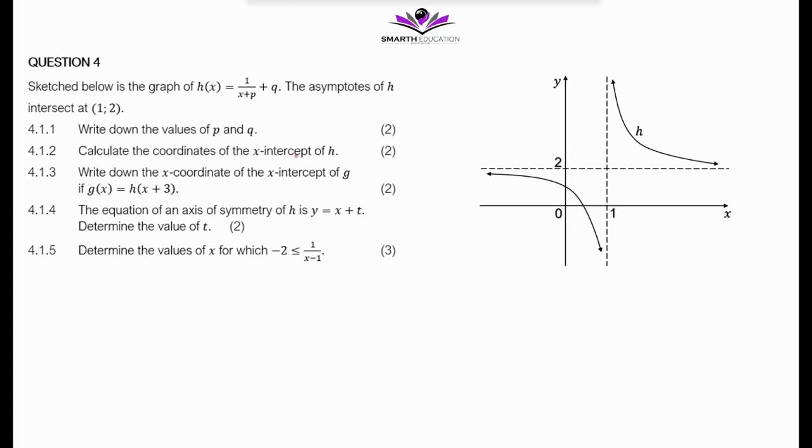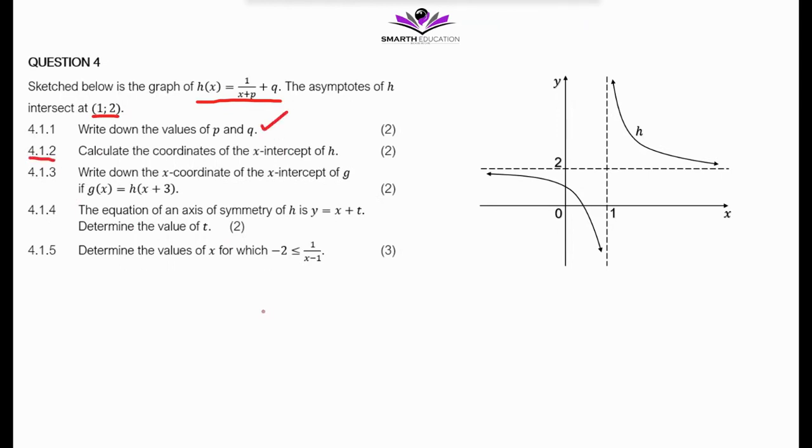Welcome back. Let's do question 412. Sketched below is a graph of h of x is equal to 1 over x plus p plus q. The asymptotes of h intersect at this point. Right, we're doing question 412.